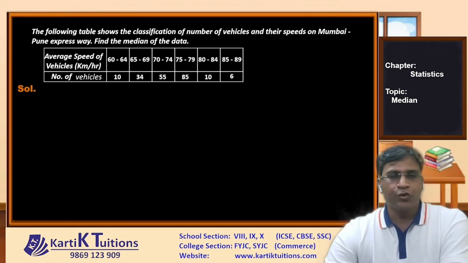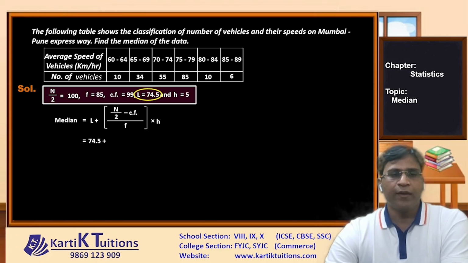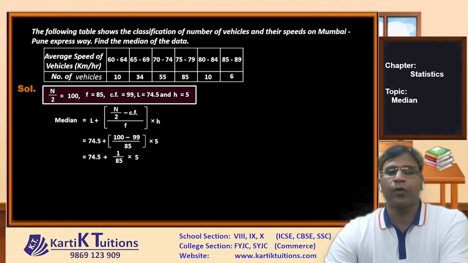Now next step is substitution in the formula. Formula we all know now. L plus n upon 2 minus CF upon F into H. So let's substitute 74.5 plus n upon 2 is 100, so 100 minus 99 upon 85 into 5. Now first we'll solve the bracket. So it becomes 1 upon 85 into 5. 5 ones are 5, 17s are. So it is 74.5 plus 1 upon 17.